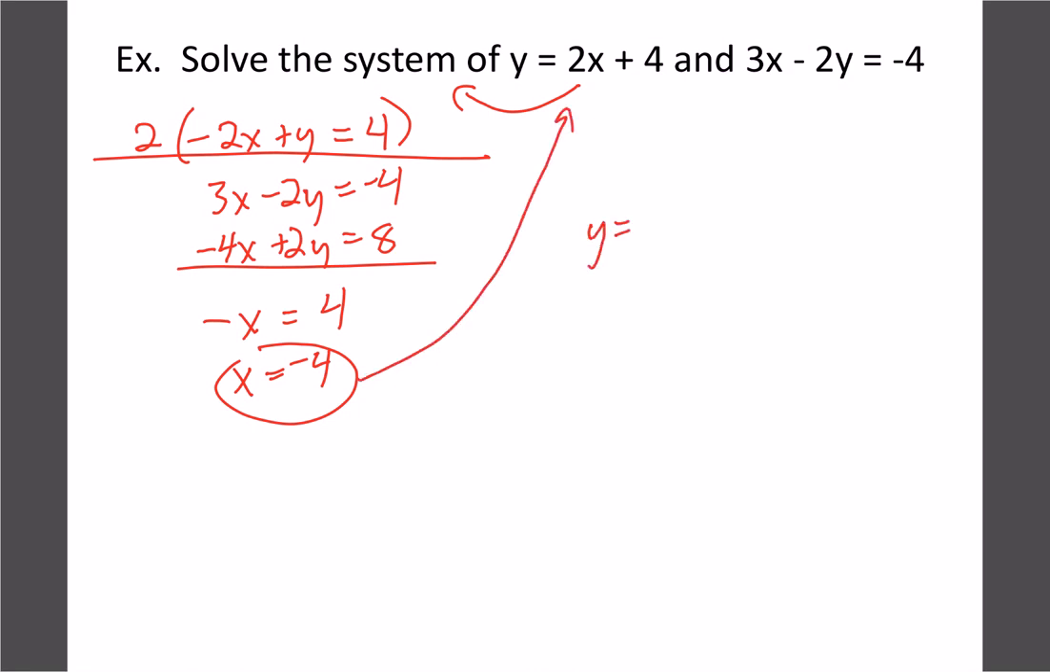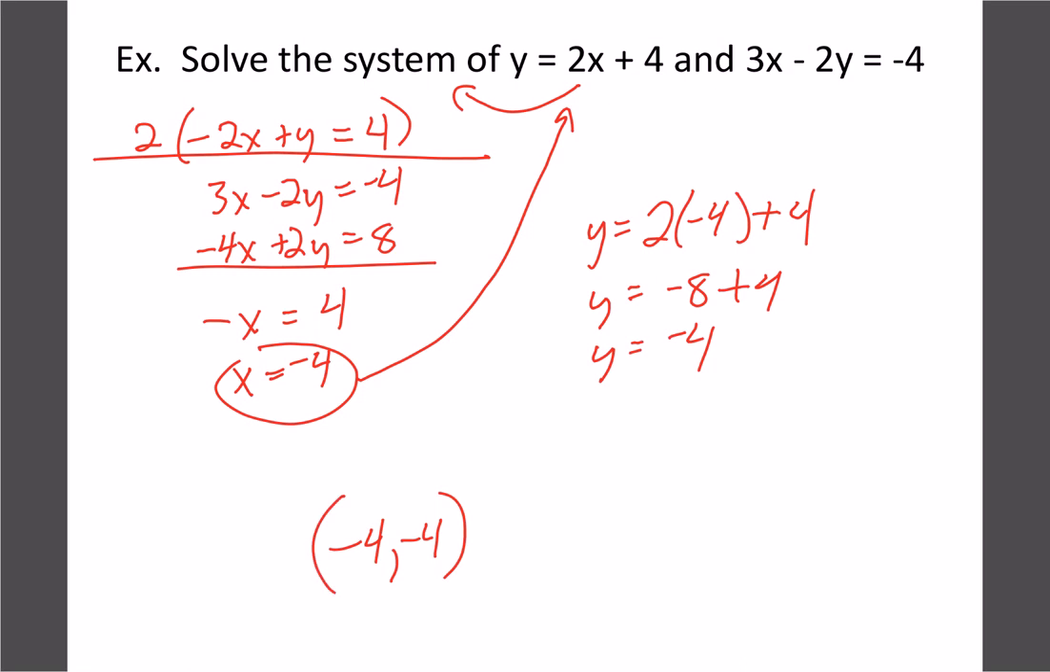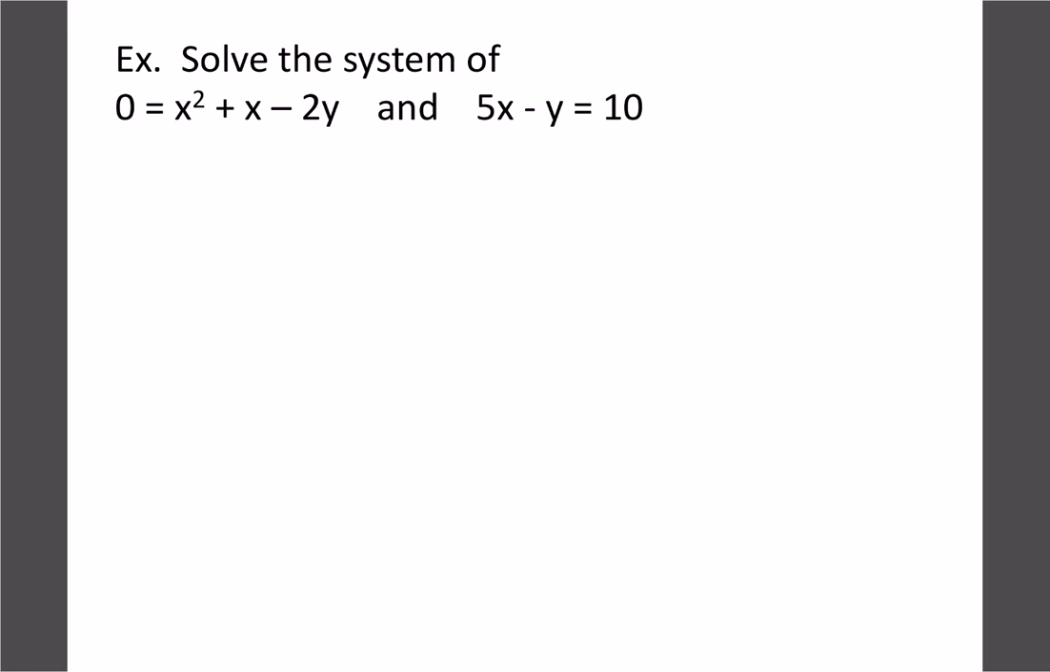Let's go with that y equals 1. So 2 times negative 4 plus 4 would give us negative 8 plus 4, which is negative 4. So negative 4 should be our solution to that system. So you can see it's a pretty quick method, and most people like it a little bit better than substitution, just because it is a little bit easier to do the math.